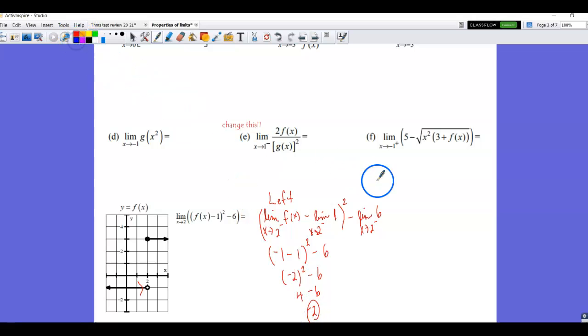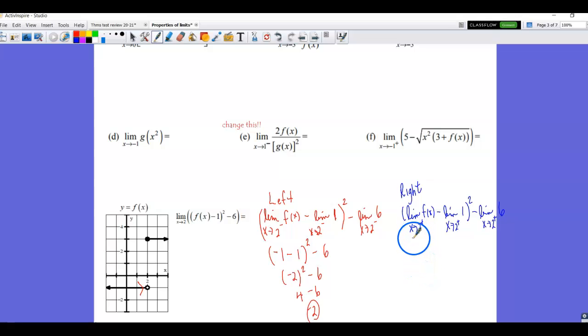All right, let's take a look at the limit coming from the right side. So we're going to do the same thing, except this time it'll be the limit as x approaches 2 from the right of f of x minus the limit as x approaches 2 from the right side of 1, and that quantity is squared, minus the limit as x approaches 2 from the right side of 6. Hopefully you can see the 6 there.